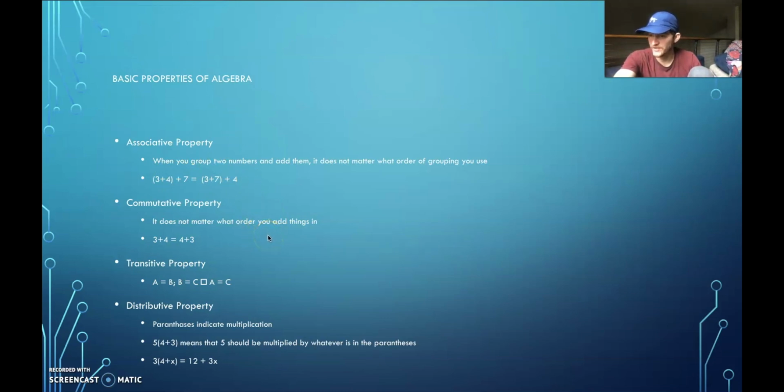And then the commutative property. Similar to the grouping, whether it's grouped in the parentheses, this one is just saying, if I have 3 plus 4, that's the same thing as 4 plus 3. There's no difference.